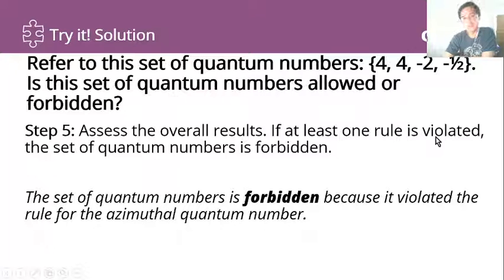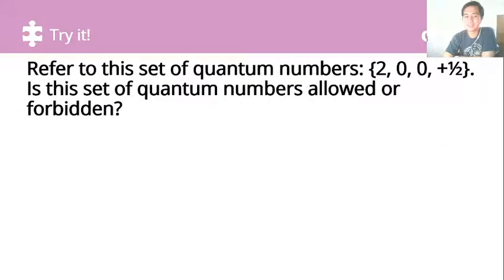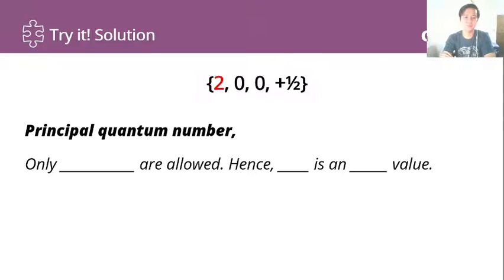Okay, did you get the hang of it? Let's have another example. Refer to the set of quantum numbers 2, 0, 0, positive 1/2. Now let's see if the set of quantum numbers is allowed or forbidden. Let's start with 2, the first number. This is the principal quantum number. How are you going to answer this? Fill in the blanks. What do you think is the answer?